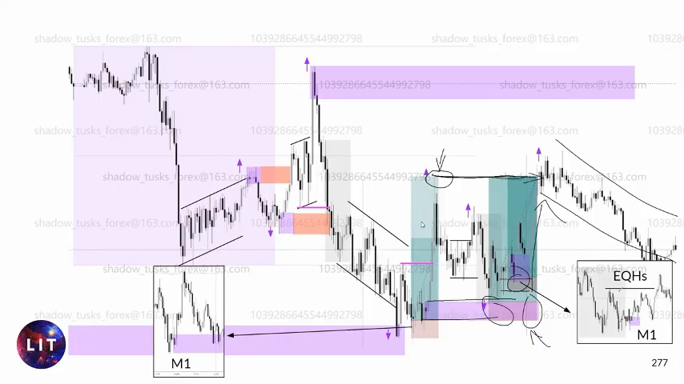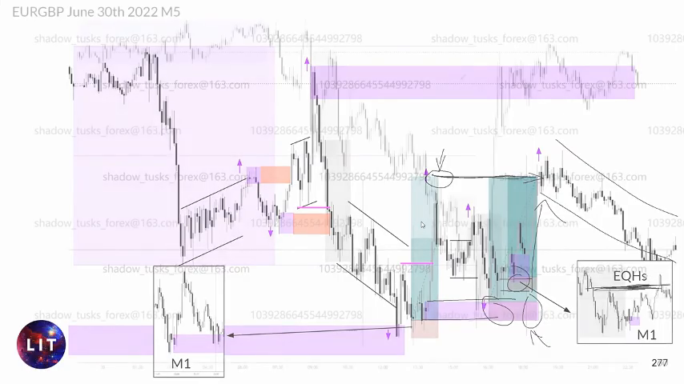Also right here, it's always nice when they build liquidity in the direction that you're taking the trade, because this basically becomes your break-even point.